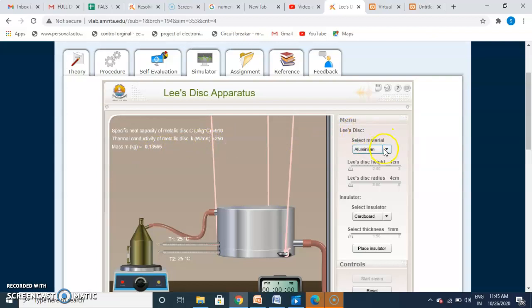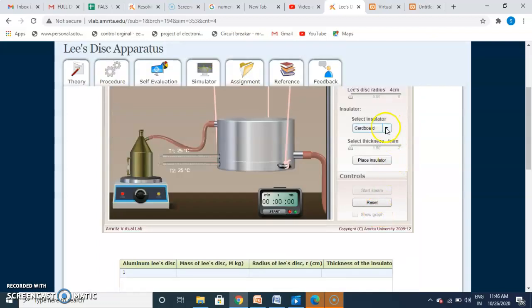Now for the Lees disc, I'm going to select a material. I'm going to select aluminium. For the Lees disc height, just see here it is changing, I'm going to select 2. And the Lees disc radius I'm going to keep as 4 centimeter itself. I'm going to select the insulator, either mica or cardboard. I'm going to select the cardboard, and thickness of the cardboard 1.1 millimeter. I'm going to place the insulator. Now just see, the insulator is placed.